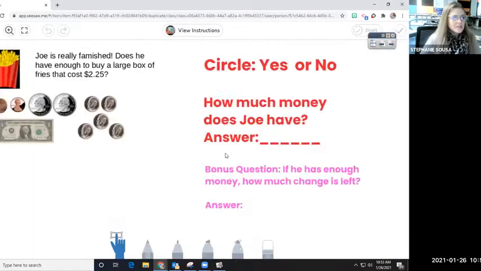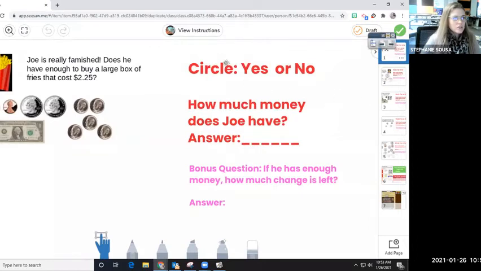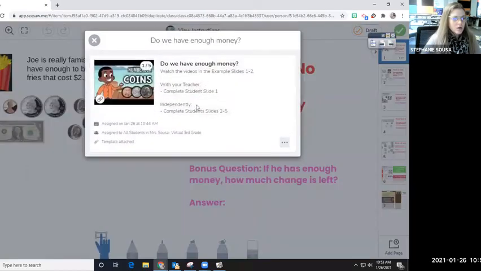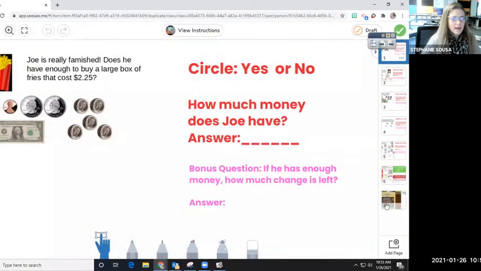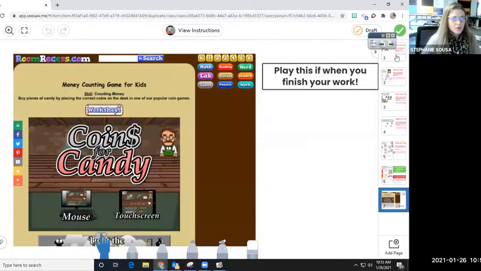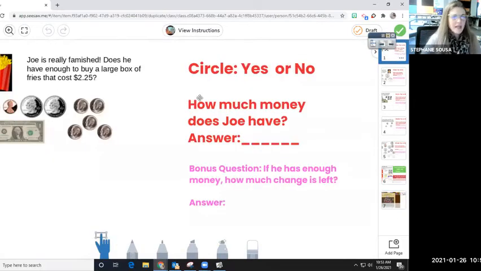We've watched the examples together. We're going to do a few slides of work. Our instructions tell us that we are going to complete the student slide 1 with your teacher. I'm going to send you into some breakout rooms to work on slides 2 through 5. Okay? Look, you get a game when you're done. All right, slide 1. Let's work on this together.